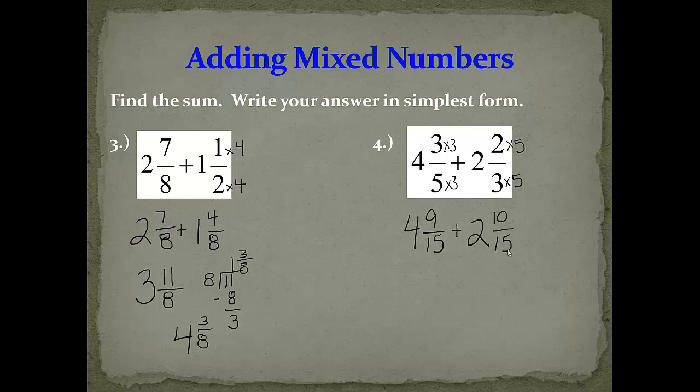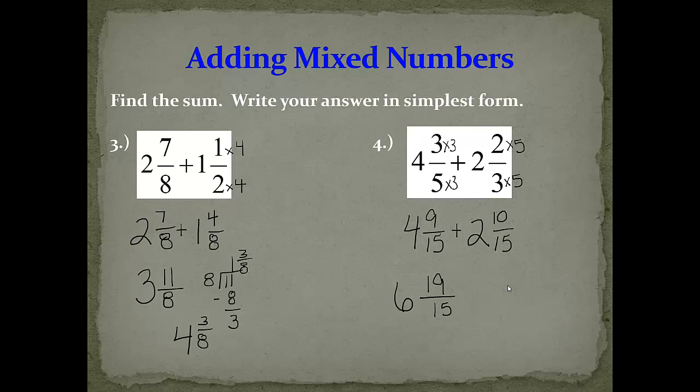Now, since we have the same denominator, we can add our numerators. 9 plus 10 is 19. So we have 19/15. And then we add our whole numbers. 4 plus 2 is 6. 19/15 is an improper fraction, so we need to make that into a mixed number.